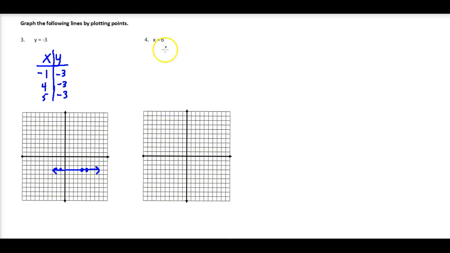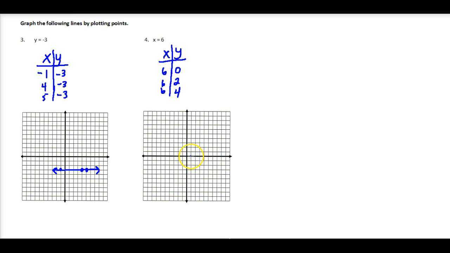If we look at example number 4, we see that this says x equals 6. And so what this is telling us is that it doesn't matter what y is, x is always 6. So here, what we can do is get 3 points, and we can just make up some values. So let's say y is 0, 2, 4. So no matter what y is, x is always going to be 6.